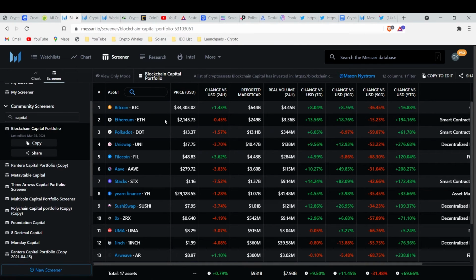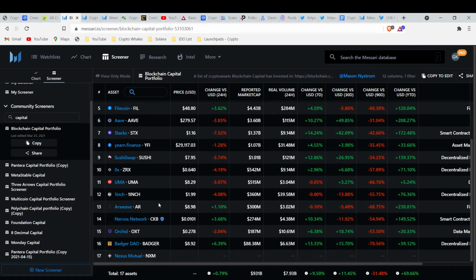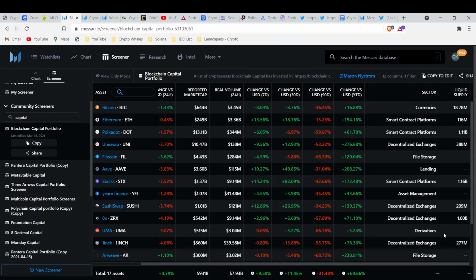As you can see here, this particular institution is holding multiple assets. There are 16 assets. And the great thing about Messari.io is that it gives you the changes in the last 7 days, 1 month, 3 months, and year to date. What I love about this as well is it gives you the sector that each of these are in. Because I think it's very important when we are looking at investments or anything else, and looking at the macro point of view of what the crypto ecosystem is actually doing.